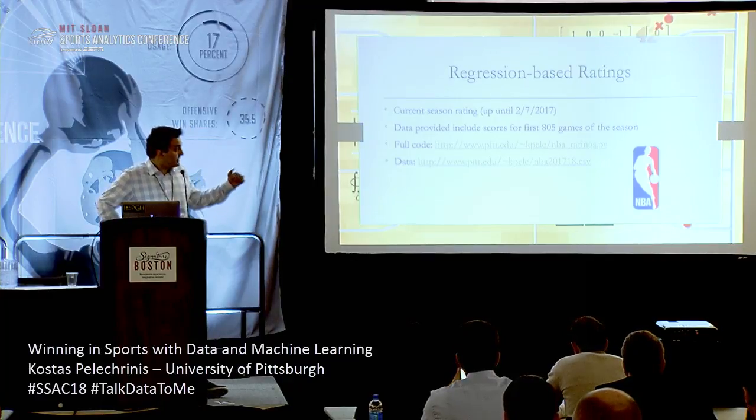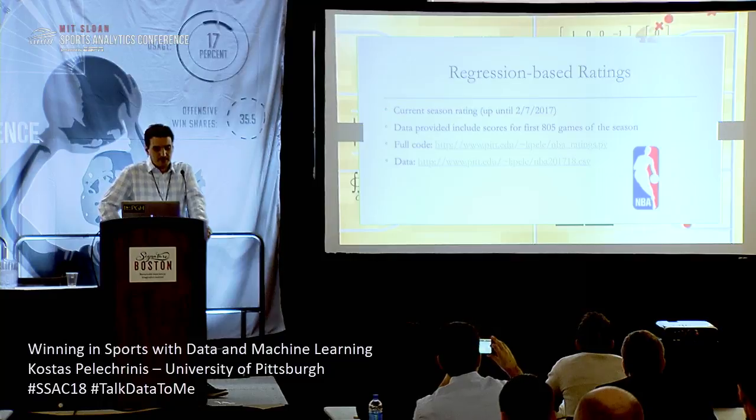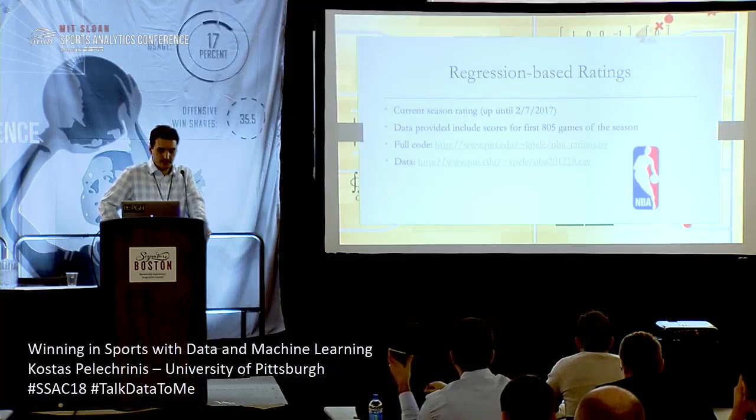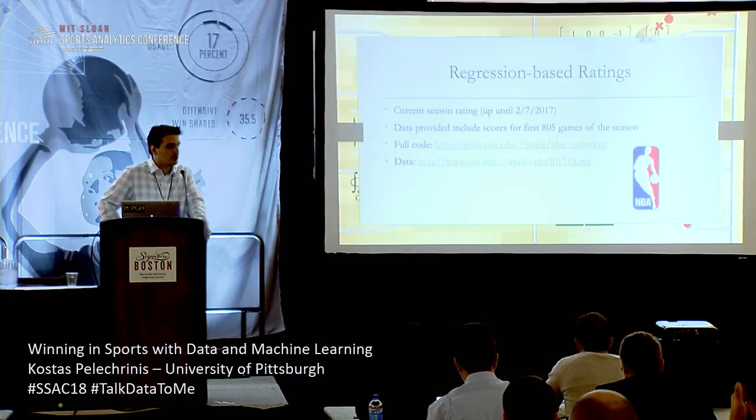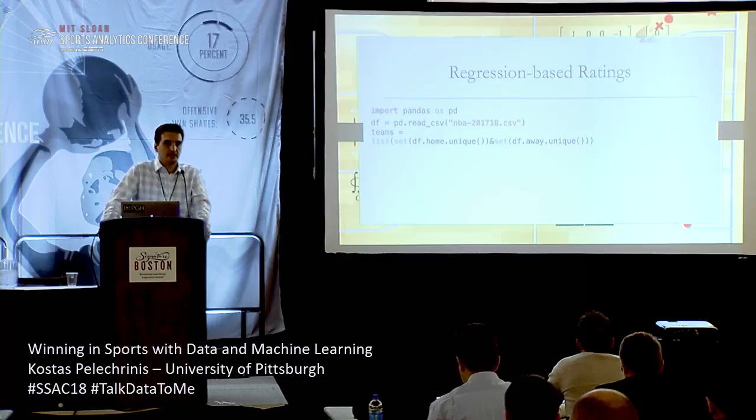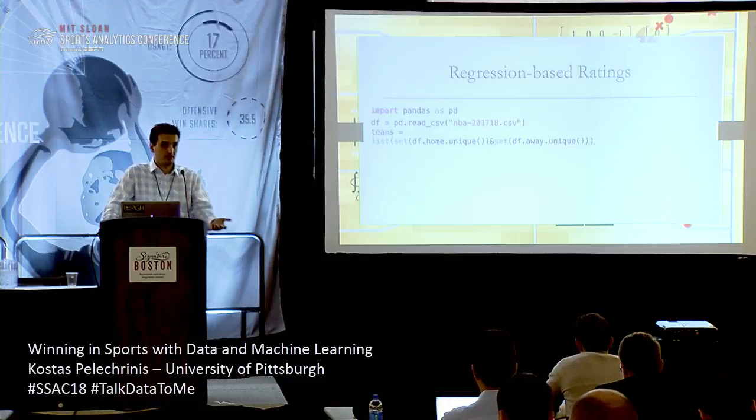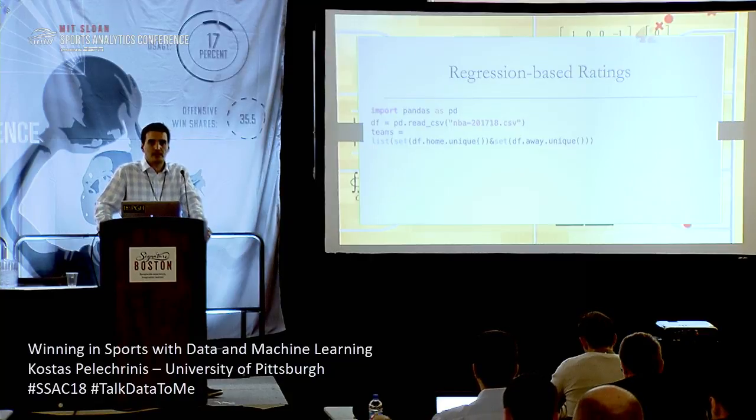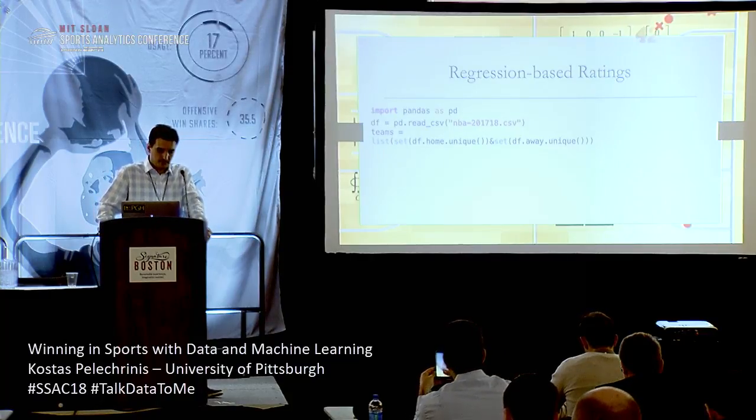As I said, you can find the data and the code here. These are actually data from the current season. Actually, it was up until the 7th of February. So it includes all the scores for the first 800 games of the season. So when you download the data, you will see that the data set with the results is basically a CSV file which has the home team, away team, how many points the home team scored, and how many points the away team scored. And what you can do is use pandas, which is a library in Python, to read this as a data frame, which stores the data very nicely.